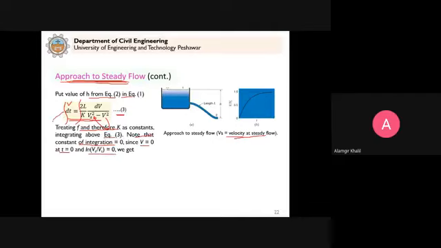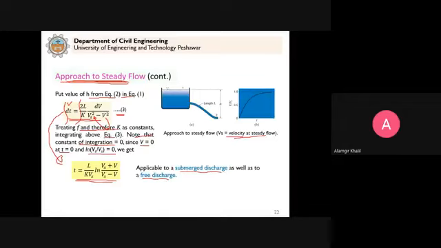If you just evaluate this integral, you will get this equation. So this equation you can use to calculate the time when V approaches Vs. And this is applicable to submerged discharge as well as free discharge.